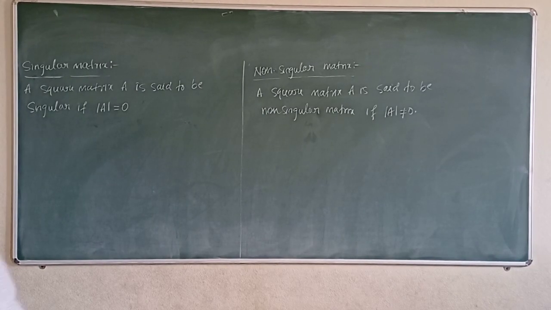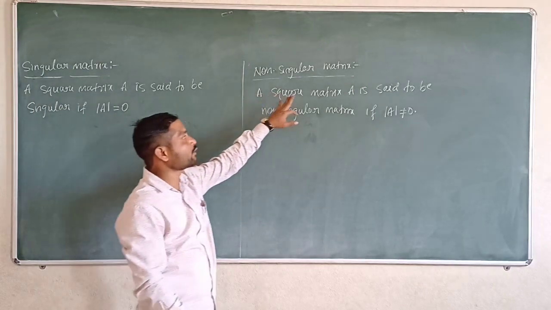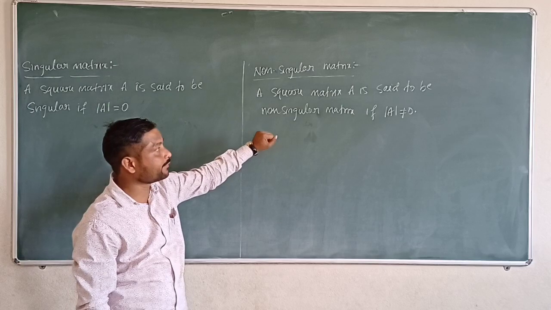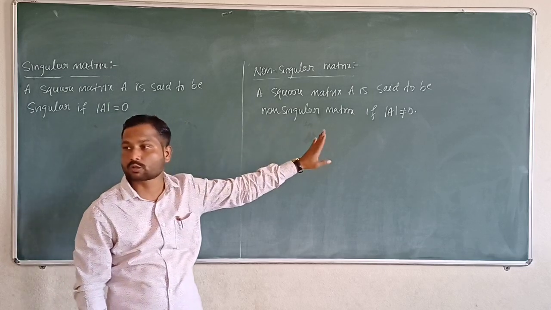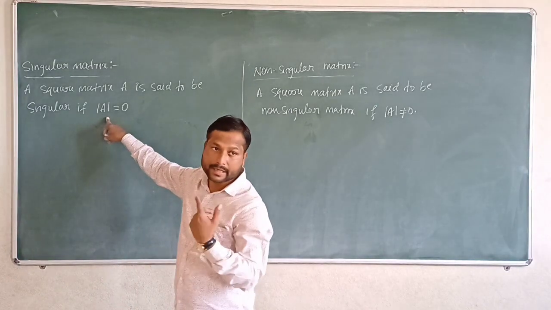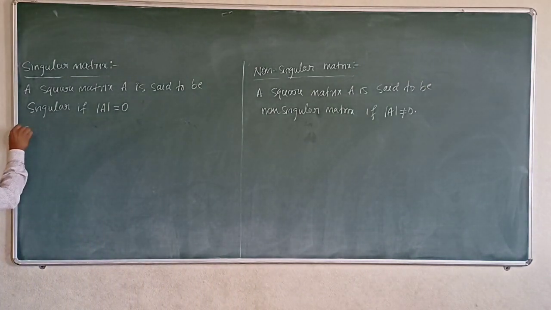Take up the next bit, the singular matrix. Define singular matrix: a square matrix A is said to be a singular matrix if determinant A is equal to 0. Another one is a non-singular matrix. A square matrix is said to be a non-singular matrix if determinant A is not equal to 0. Simple matter: determinant 0 means singular, determinant non-zero means non-singular matrix. Right.